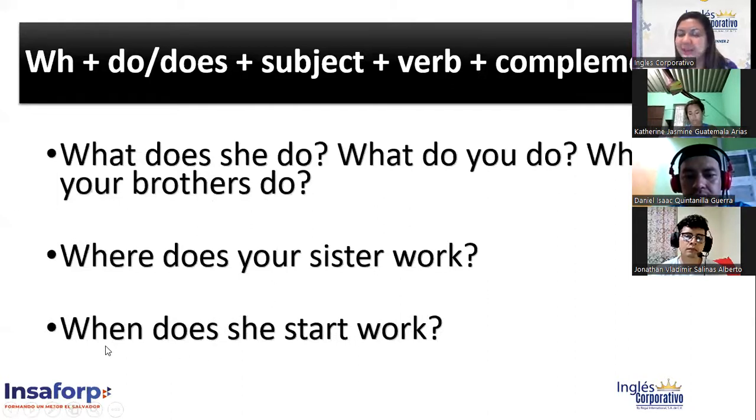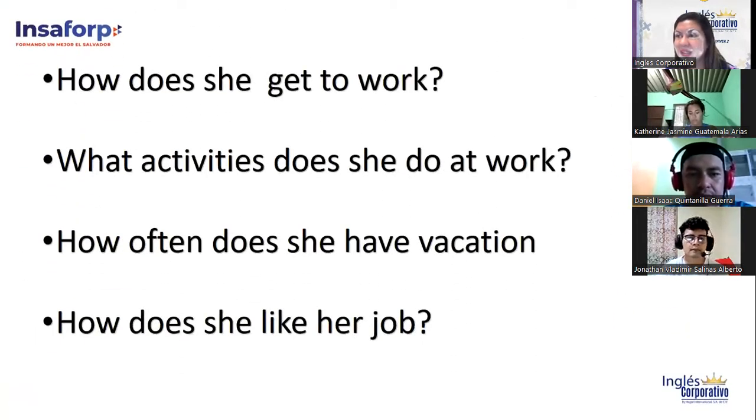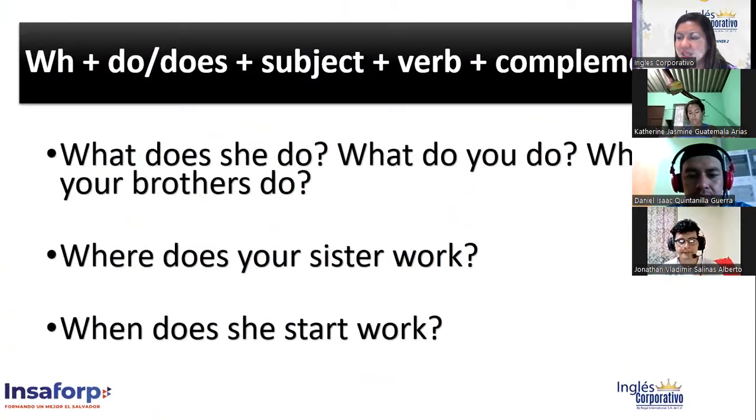When does she start work? It means what time or when does she start work? How does she get to work if it's your sister? What activities does she do at work? How often does she have vacation? How does she like her job? So we have these questions and you have to practice, ask and answer the questions, okay?